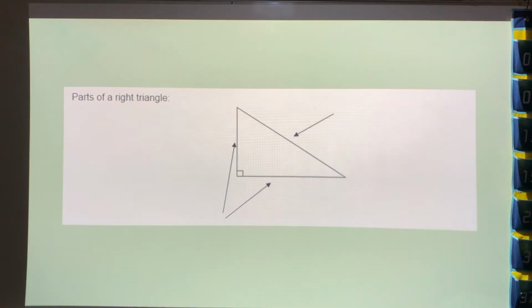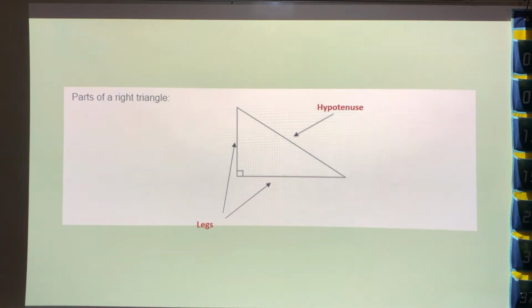This is the last shortcut to proving triangles congruent, and this is going to mainly involve right triangles. So we need to first talk about parts of a right triangle. If we look at the long slanted line in the triangle, that's called the hypotenuse. The two sides that make up the 90-degree angle are called legs.